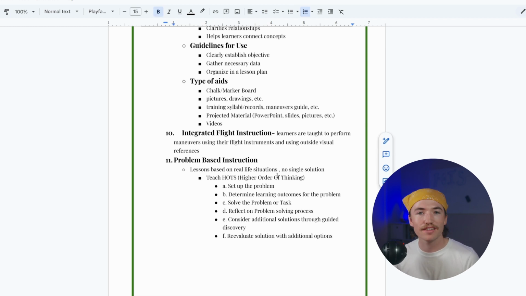But that is basically everything for Task C. Little reminder, in the link in the description, I do have the PDFs. Go over there, download them, study the FOIs like crazy, and then let me know when you pass your CFI check ride.